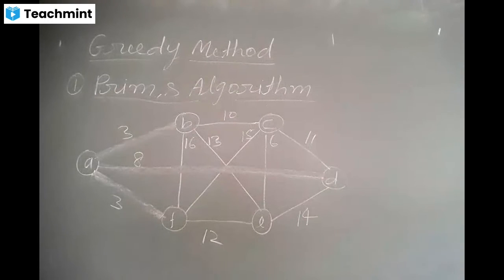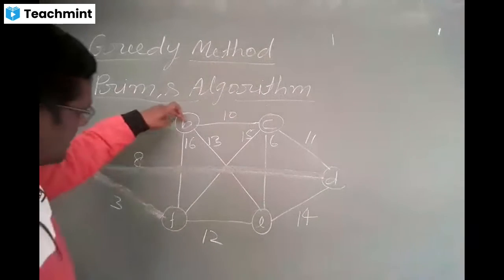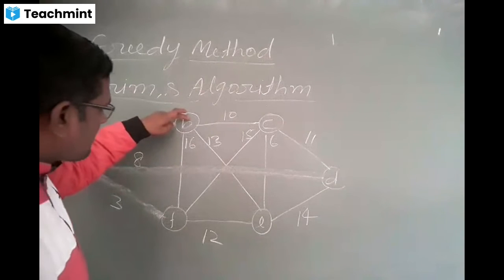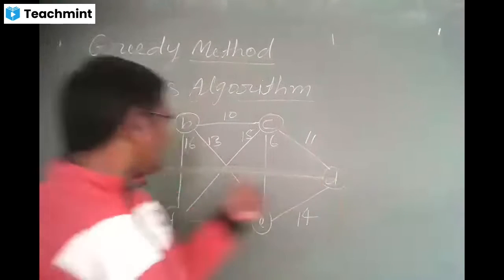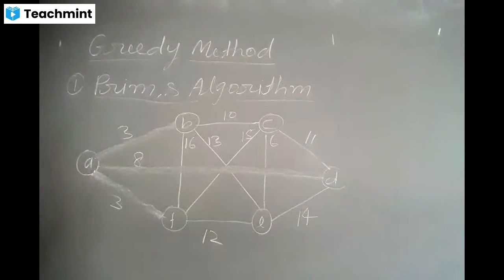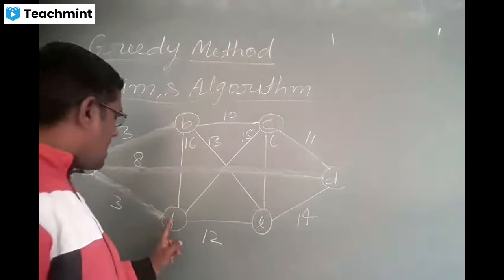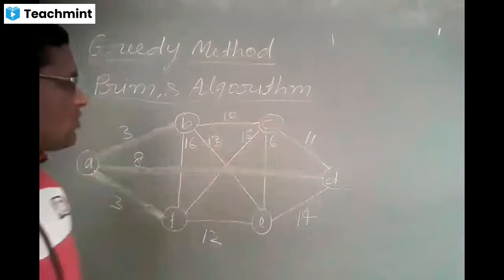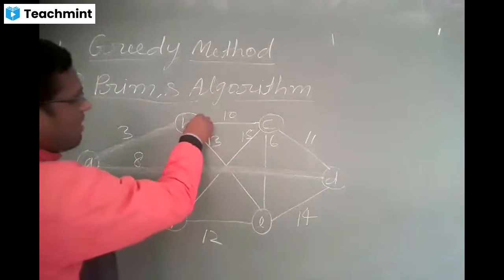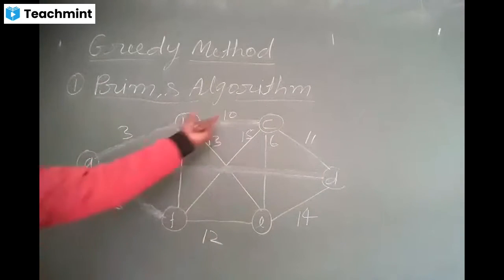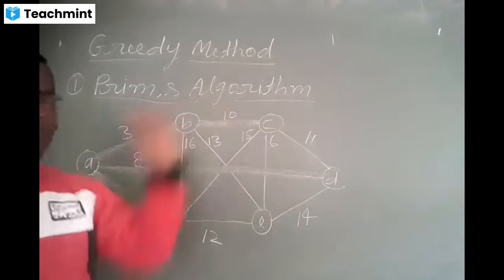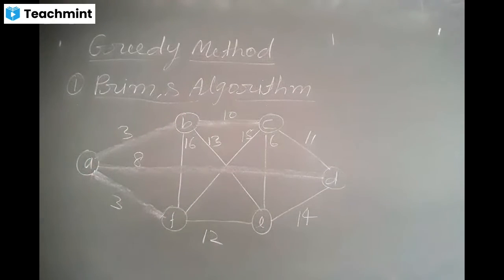Now come to the fourth step. Then again we see all the adjacent edges from B, F and D. We have taken all the edges of D. So what will be the minimum? Then we find that B to C is the minimum with cost 10. So we select B to C in the fourth step.